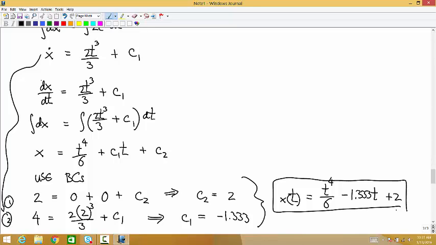Okay? Any questions about that? Yes? Is it right if we leave it in the exact form? Like when I wrote it down as negative 4/3. Oh, yeah, sure. Yeah, that's fine. Any other questions?